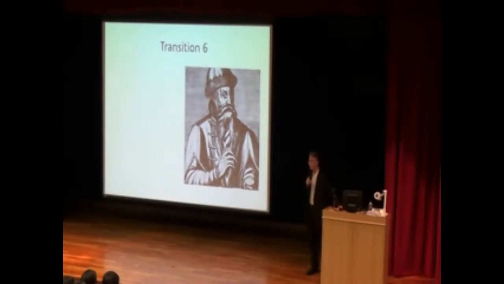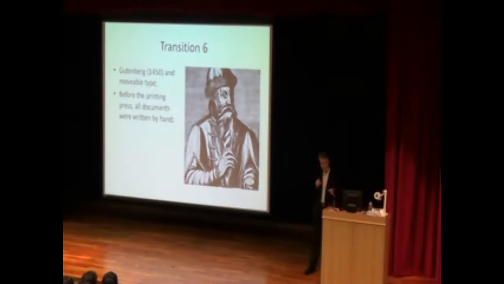And none of us would be here today, almost for sure, if it weren't for Gutenberg. But of course, if it wasn't Gutenberg, it would have been someone else, probably a few years later. So he was just the first. Gutenberg came up with this brilliant idea of movable type. Before Gutenberg, everything was written by hand, and then he came up with the idea of making a printing press. So he was the first one.